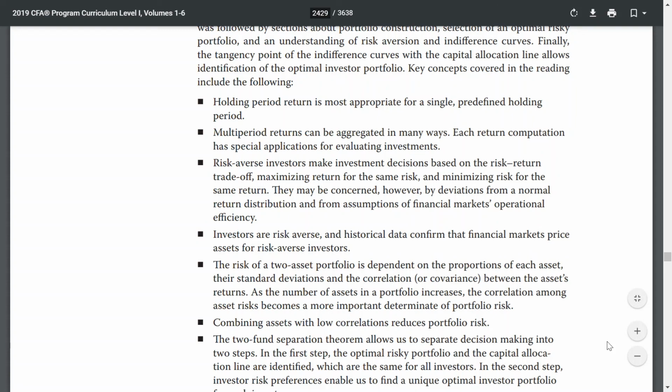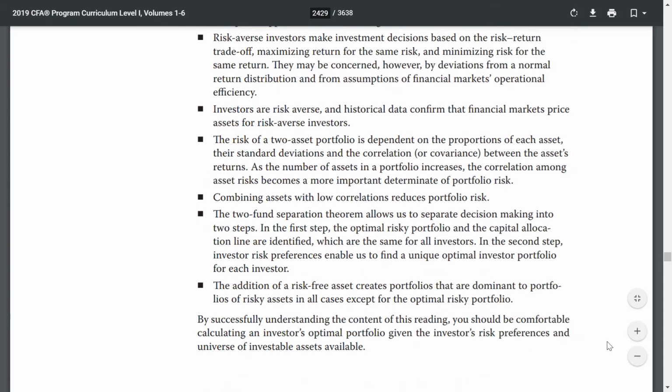Investors are risk averse. The historical data confirms that financial markets price assets for risk-averse investors. The risk of a two-asset portfolio is dependent on the proportions of each asset, their standard deviations, and their correlation or covariance between the assets' returns. As the number of assets in the portfolio increases, the correlation among asset returns becomes a more important determinant of portfolio risk. Combining assets with low correlation reduces portfolio risk.